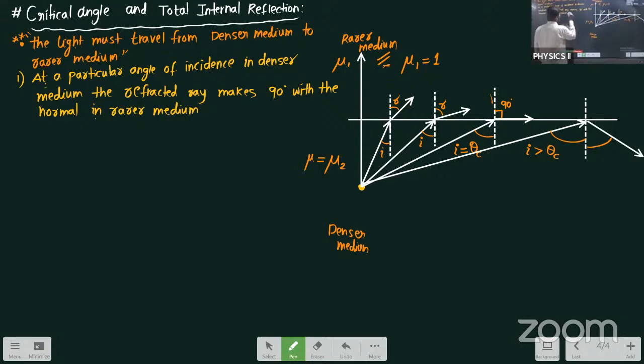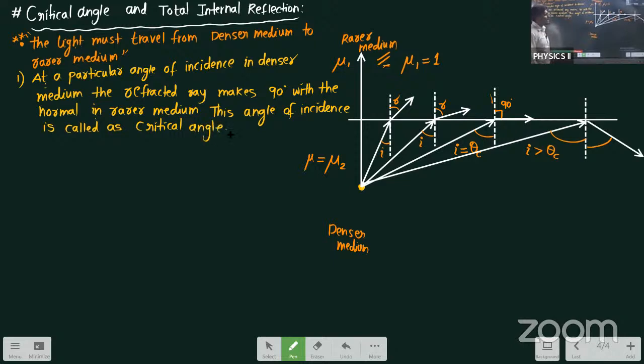This angle of incidence is called the critical angle. I hope you understood this definition and the meaning of critical angle.